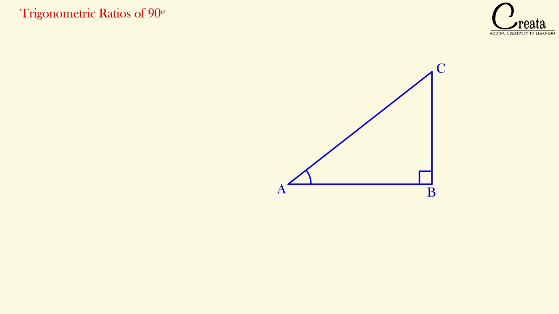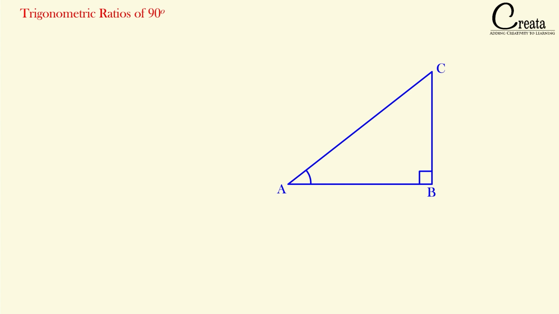Let's come back and find the trigonometric ratios for 90 degrees. Here we have to draw a right angle triangle in which the trigonometric angle is 90 degrees. Let's take a triangle ABC. Angle B is 90 degrees, that is, it is a right angle triangle. And here angle A is the trigonometric angle.